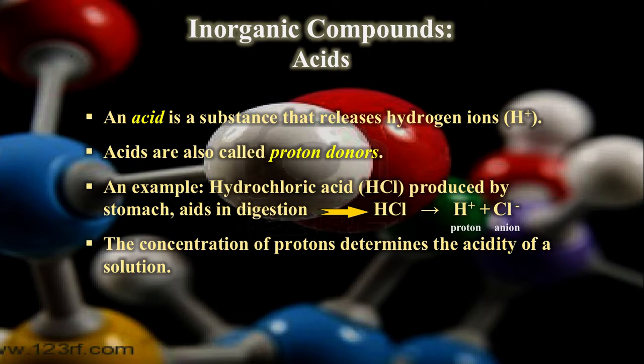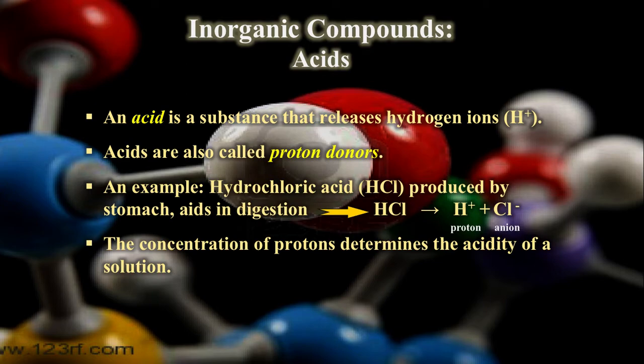An example in your body is hydrochloric acid, or HCl. Where do you find this in your body? In your stomach. So it helps break down the food that you eat. So HCl releases hydrogen ions, releases protons. So you get a release of H plus and the chloride ion. So it's increasing hydrogen ion concentration. This last bullet, the concentration of protons determines the acidity of a solution. That means the more hydrogen ions there, the more acidic. The less hydrogen ions there, the less acidic.